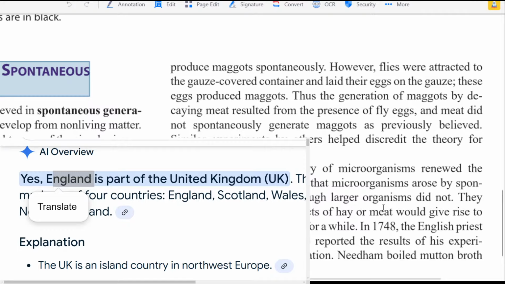Okay. Normally, when we heat up the meat, the microorganisms are killed. Yes, they are killed, because when you cook it with high heat, the microorganisms get killed. That's a true fact that we still believe to this day. But they were saying that when they boiled the hay or the meat, it still gave rise to the microorganisms after sitting for a while. Why was that? It's because Leeuwenhoek misunderstood the temperature requirement for killing the microorganisms.